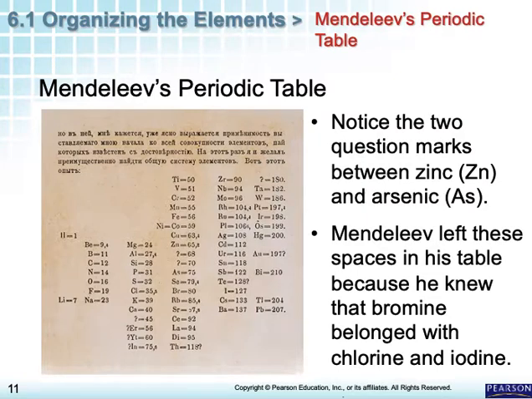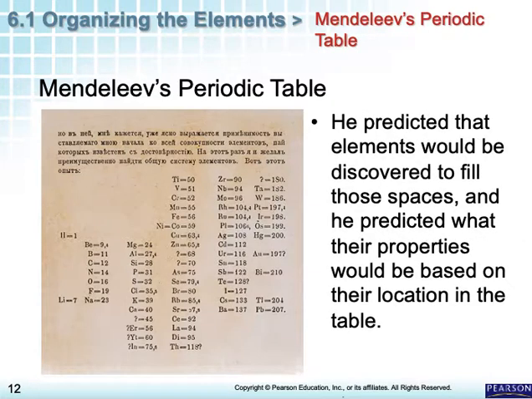He noticed that there were a few question marks. There are 2 question marks in between zinc and arsenic. And he left these places blank because he knew that bromine belonged with chlorine and iodine, so there must be something in between them that hadn't yet been discovered. So he was able to predict that elements would be discovered to fill in those spaces. And he also predicted what their properties would be based on the other elements in that row.